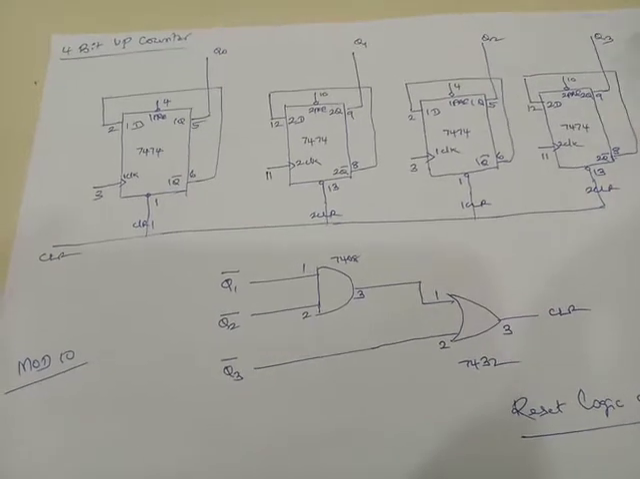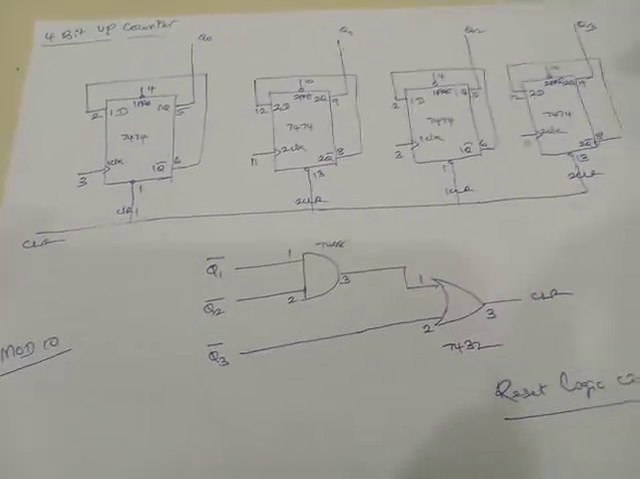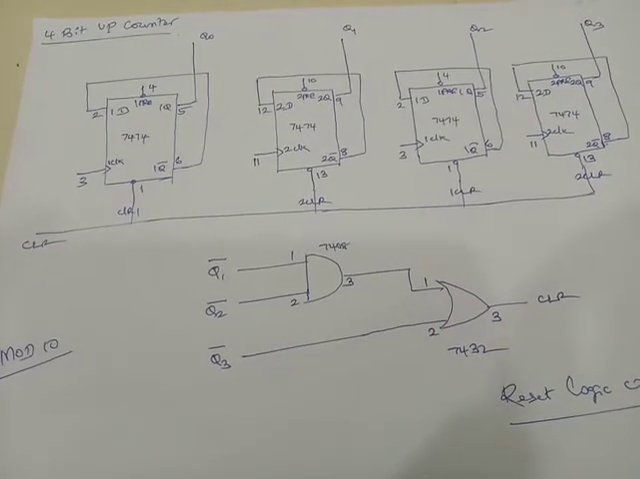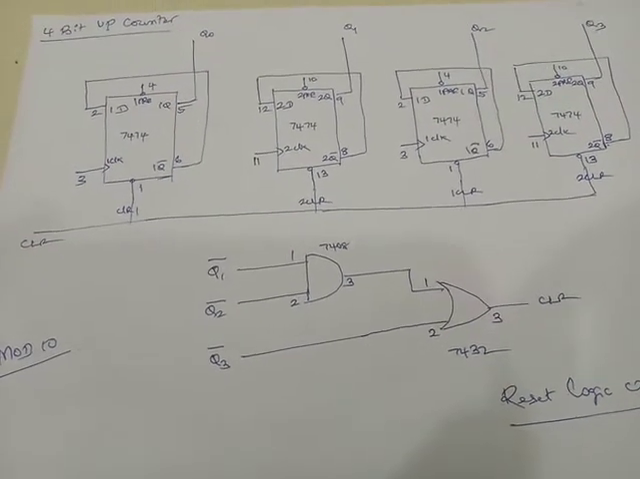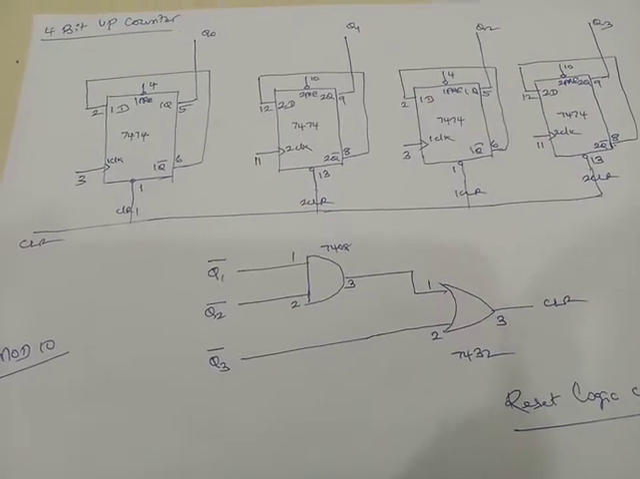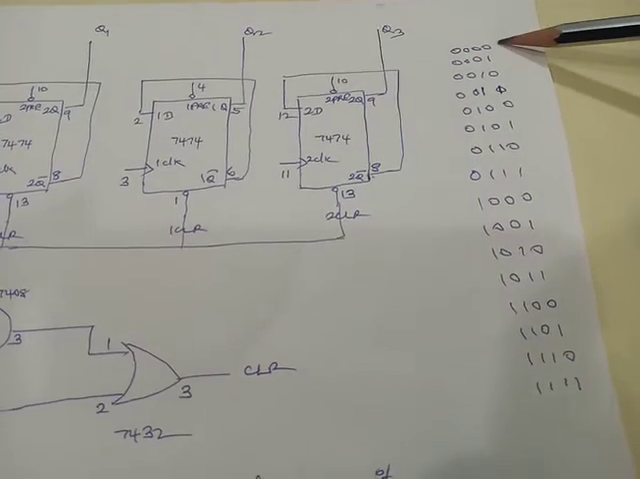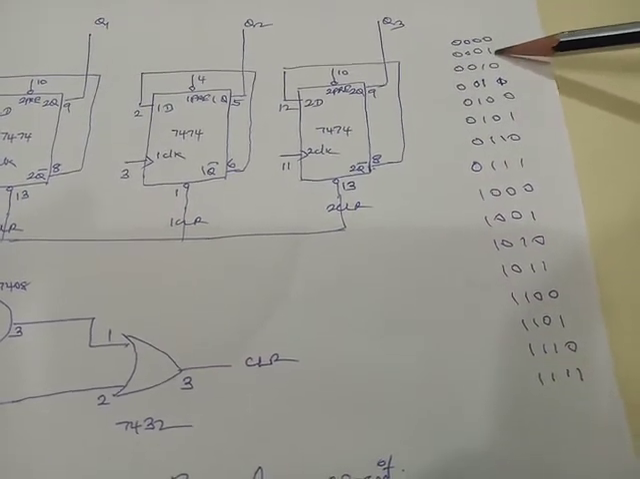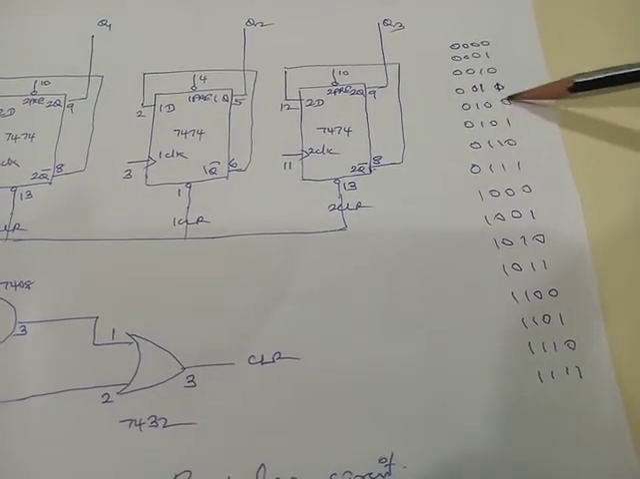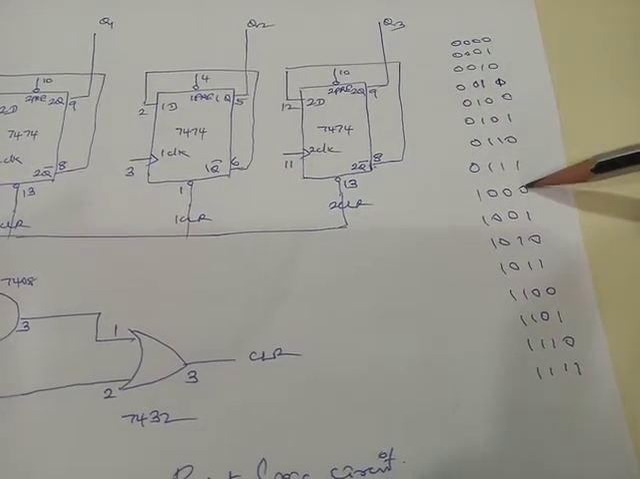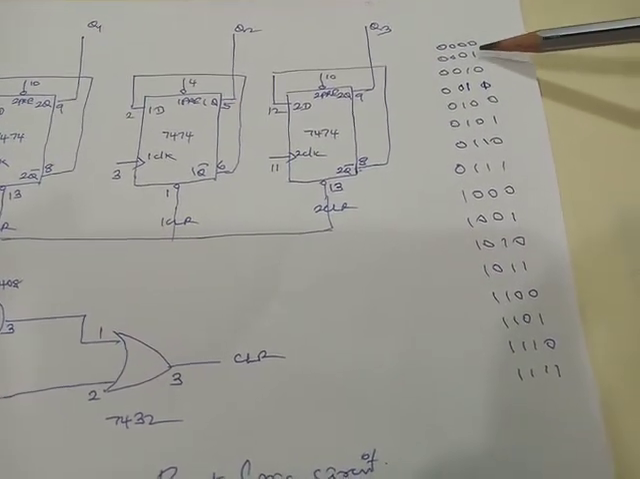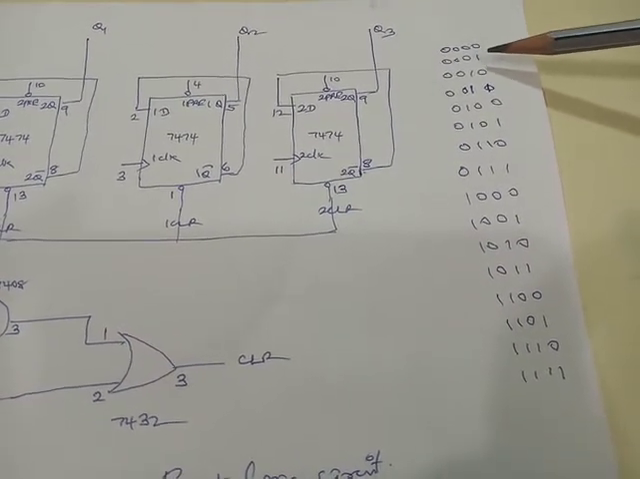Good morning, students. In this session, we are going to discuss the mod 10 4-bit counter. What is a mod 10 counter? A normal up counter starts from 0, and if you give a clock pulse, it will increase: 1, 2, 3, 4, 5, 6, 7, 8, up to 15. For mod 10, only 10 states will be there.